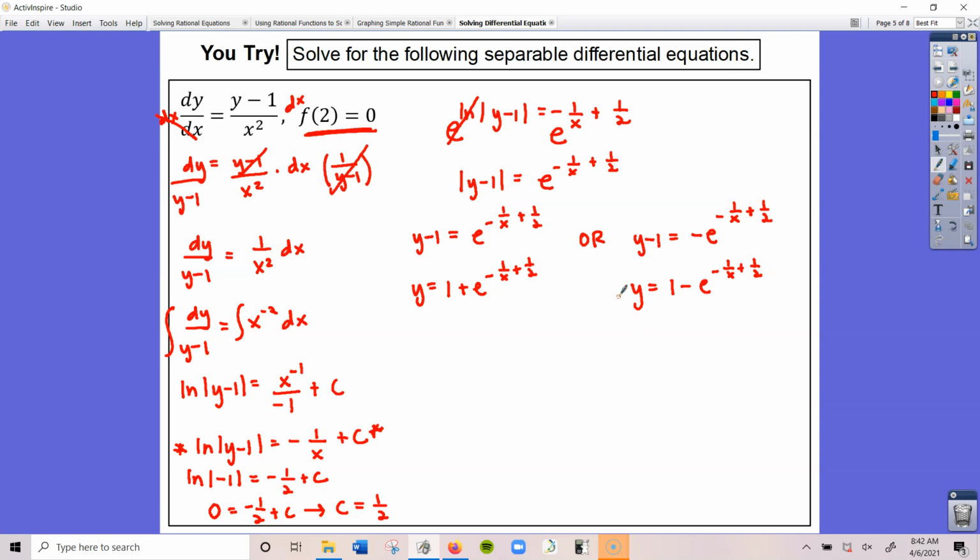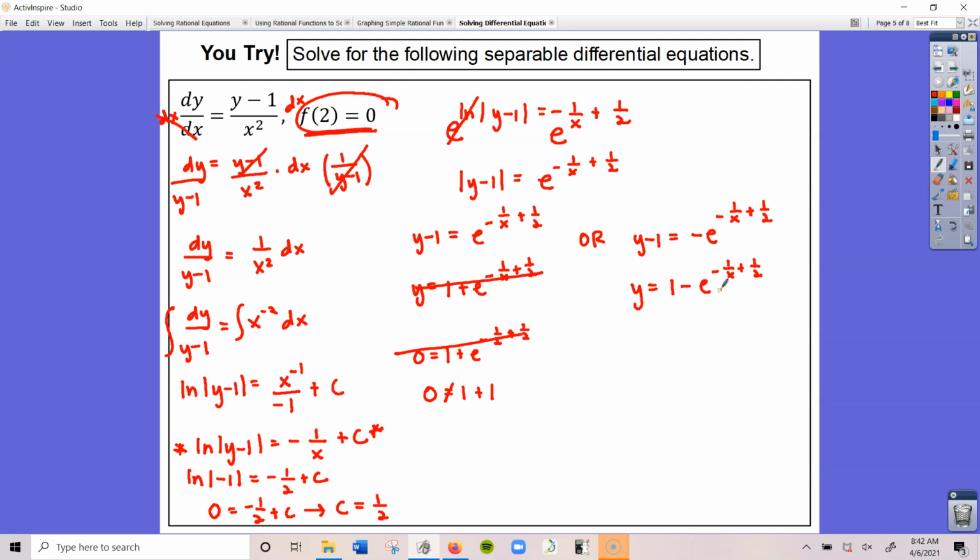So now to figure out which one of these is correct, we are going to plug in that initial condition. So 0 is equal to 1 plus e raised to the negative 1 over 2 plus 1 over 2. So this means that 0 is equal to 1 plus e raised to, this is going to end up being 0, so 1. 0 does not equal 1 plus 1, so this cannot be my answer.